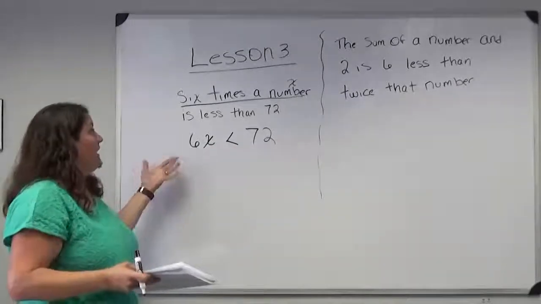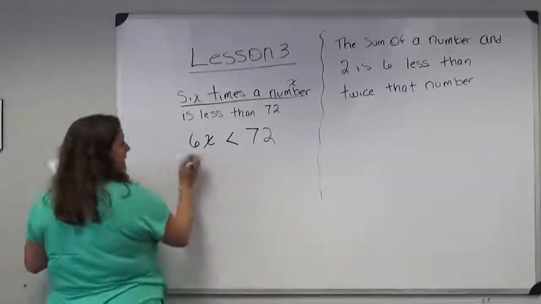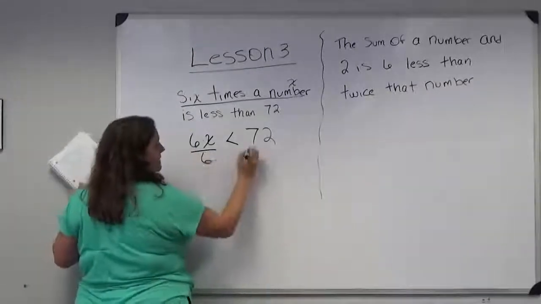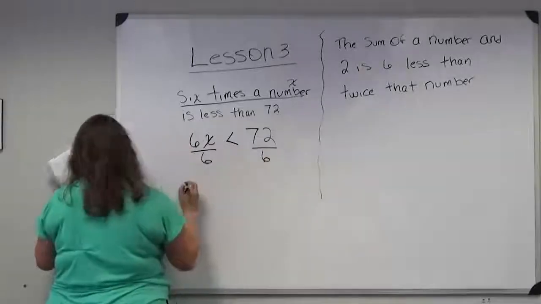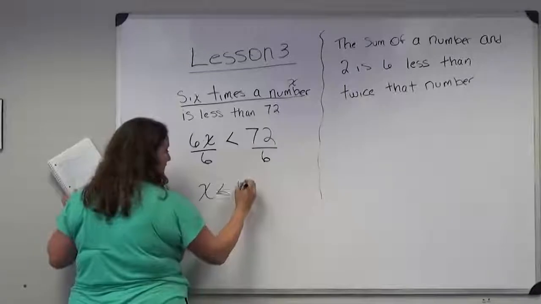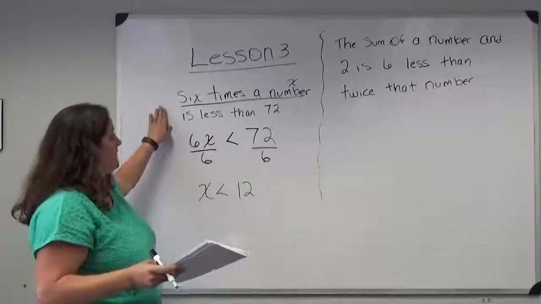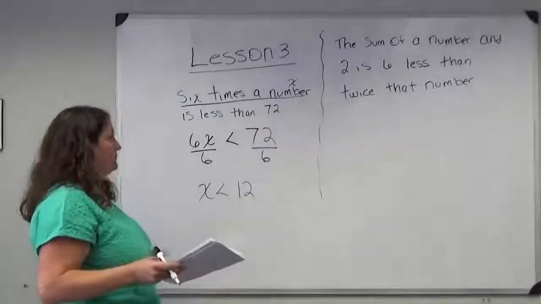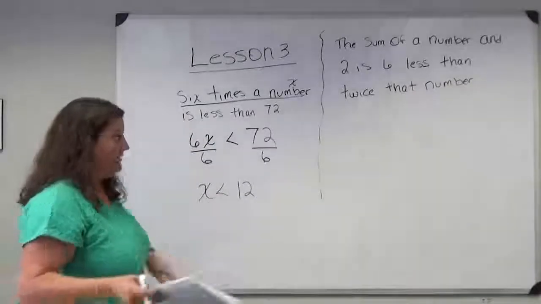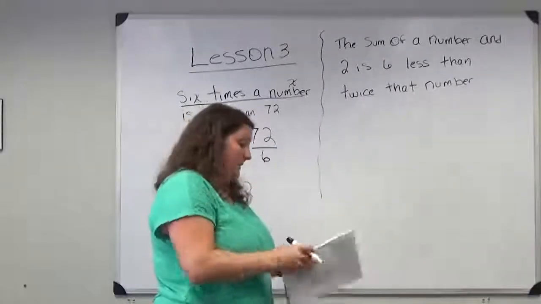Now you want to solve for x to figure out what the answer actually is. So we get x by itself by dividing each side by 6, and we're left with x is less than 12. So all numbers less than 12, 6 times them is less than 72. Now it gets a bit more complicated, but still doable if you break it down into small enough pieces.